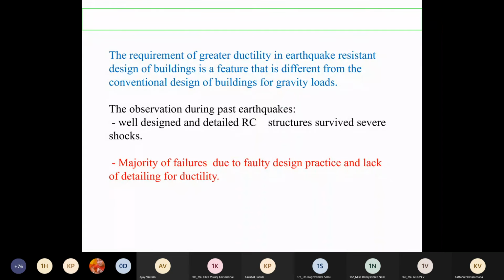The requirement of greater ductility in earthquake resistant design of buildings is a feature that is different from conventional design of buildings for gravity loads. So in conventional design, when we don't consider earthquake, we are not much bothered about the ductility aspects. The observation during past earthquakes: well-designed and detailed reinforced concrete structures survived severe shocks, and the majority of failures were due to faulty design practice and lack of detailing for ductility.